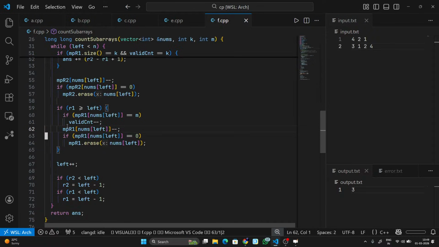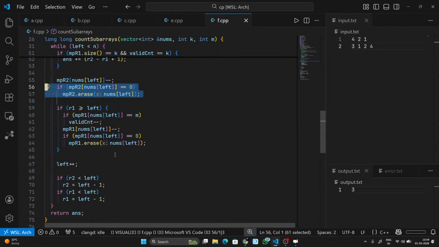So we will have to check for that specific condition as well while incrementing the left pointer. So I'm checking that condition over here. And in case the value turns 0, then I will have to erase it from R1. So these are the two conditions which I need to take care of. Actually, three if we count the map of R2 as well.